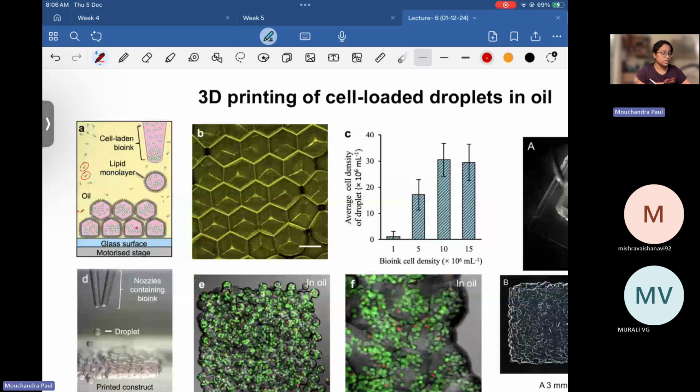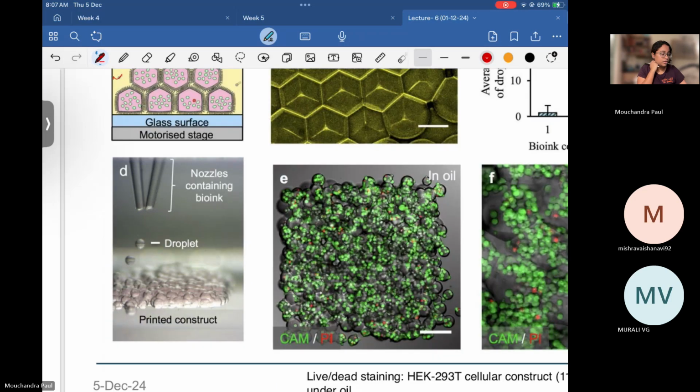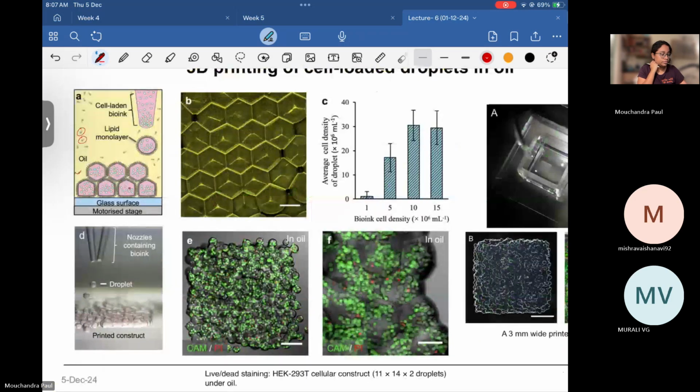So, yeah, this is the actual image of how the printing is happening. This is the nozzle again. These are the droplets. And with the ejection of one droplet, surrounded by lipid molecules, they are being positioned in a 3D structure, right? So this entire construct is in oil, right?